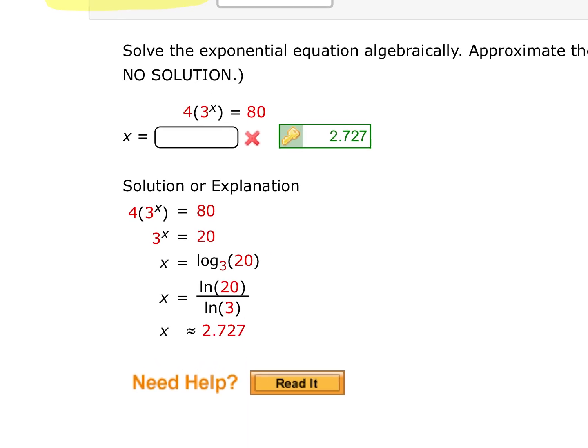So looking at number 2, when we solve for x, we always want to get the base with the exponent all by itself first, so I can divide both sides by 4. So we get 3 to the power of x is equal to 20. What would I need to do next?